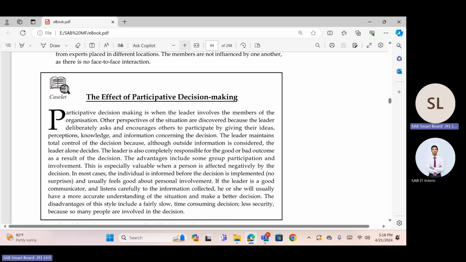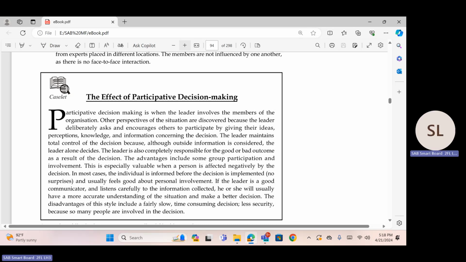The leader maintains the total control of the decision because although outside information is considered, the leader alone decides. Therefore, participative decision making should not be used blindly. Everything should not be given to the others, no? But the leader should steer the decision.